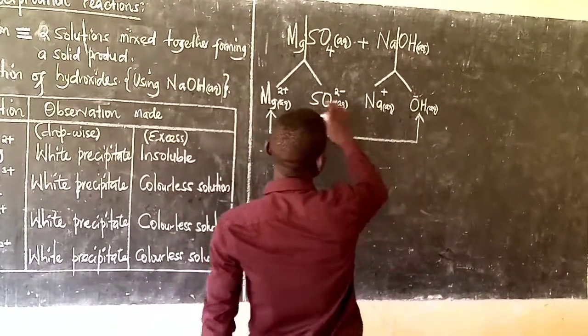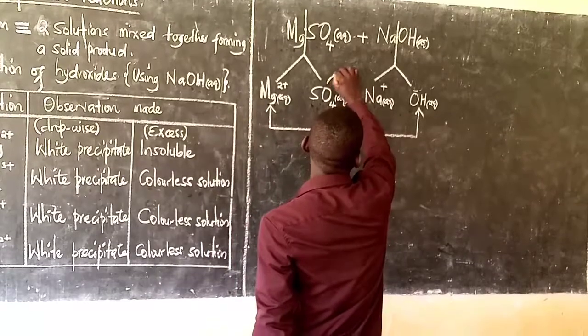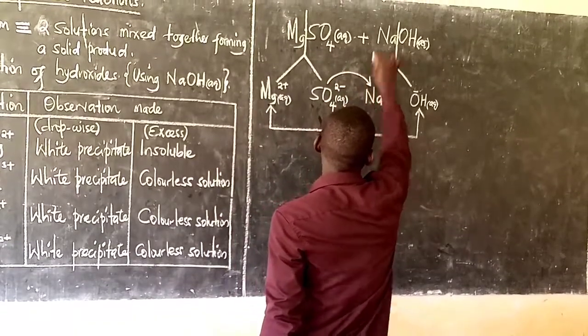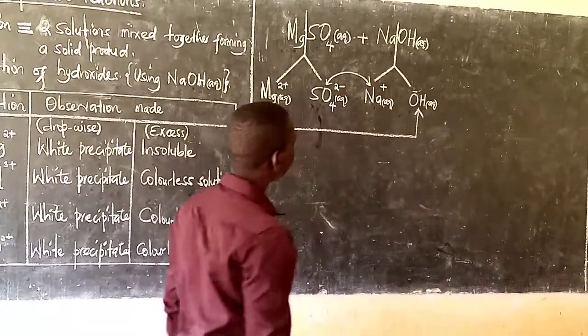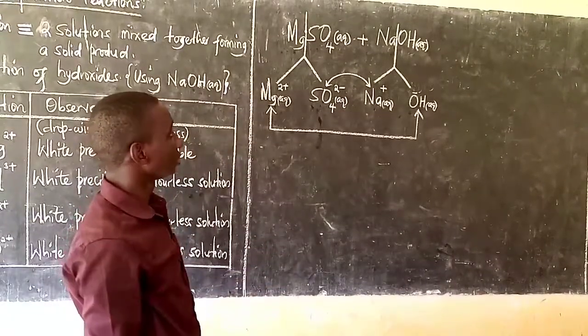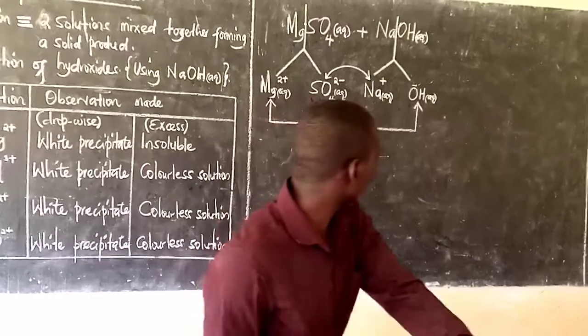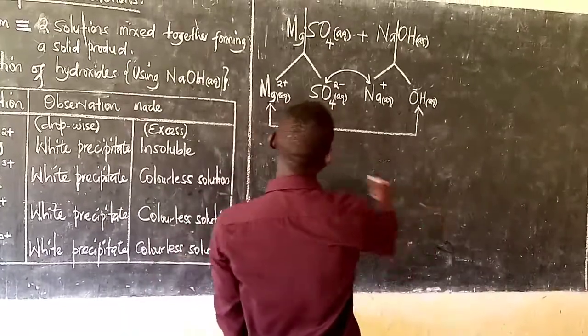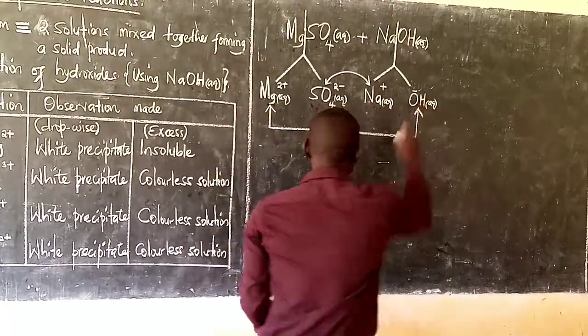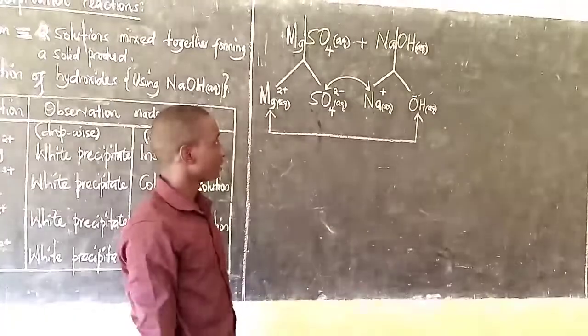Then automatically what is remaining behind will react and combine with each other. So we have that combining with that. Those are the possible combinations. So from this, we predict our products. The first product that we have is magnesium hydroxide. Take note of what comes in now.